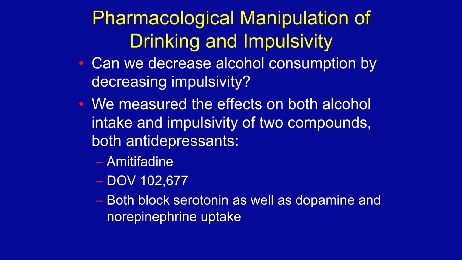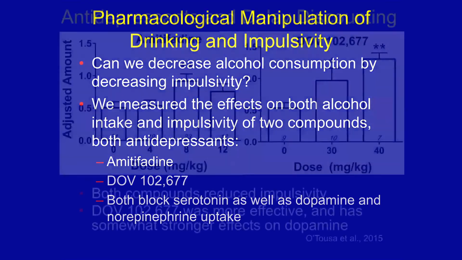Okay, and in this study, we tested a couple of different antidepressants. One was called amitifidine, another was called DOV-102-677. And these are drugs that act as serotonin, dopamine, and norepinephrine reuptake blockers. So they increase the amount of these neurotransmitters in the synapse.